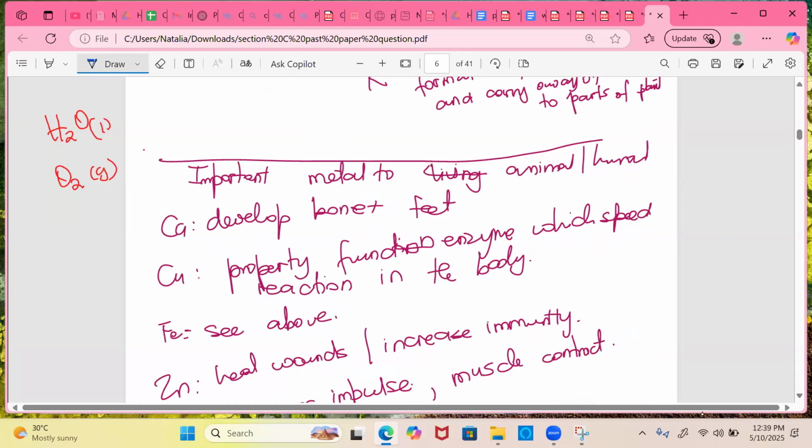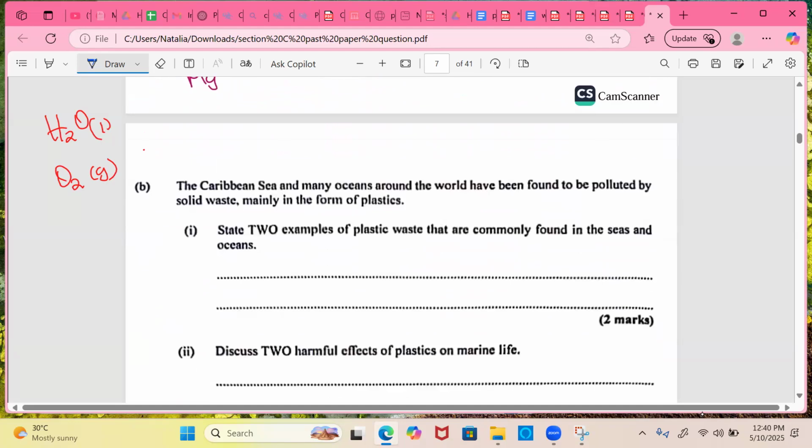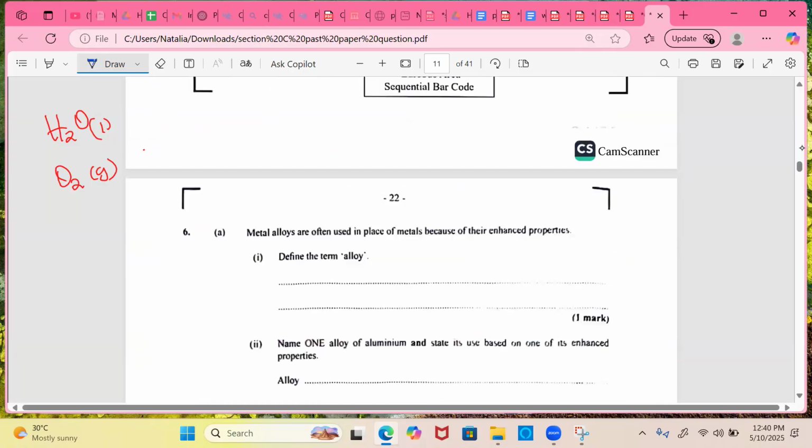Other important metals to living things: calcium develops bones and teeth. Then we have proper functioning of enzymes, which speed up reactions of the body. We use copper for that. Iron, we know we use that to make hemoglobin, which carries oxygen around. Zinc is used to heal wounds and to increase immunity. Then we have sodium and potassium for nerve impulses and muscle contraction. Magnesium again is used for plants. So that's where we are. I don't think we have any more like that.